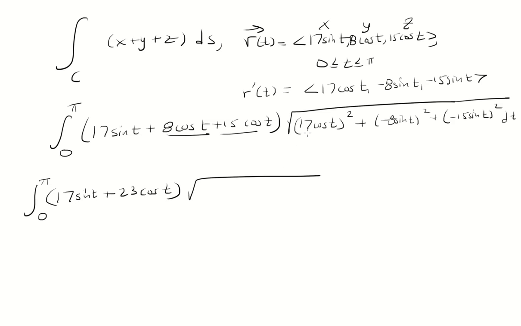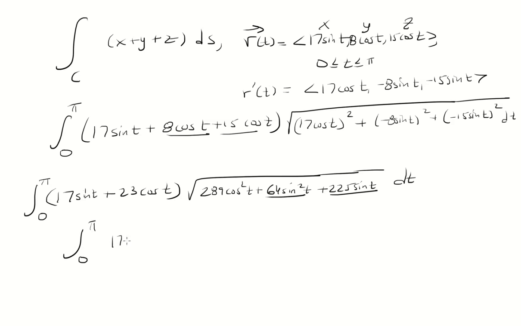And then inside the square root, 17 squared is 289, and that's cosine squared. And then negative 8 squared is 64, and then negative 15 squared is 225. So we just need to add 64 with 225, and that's going to give us 289. So we have 289 cosine squared plus 289 sine squared.